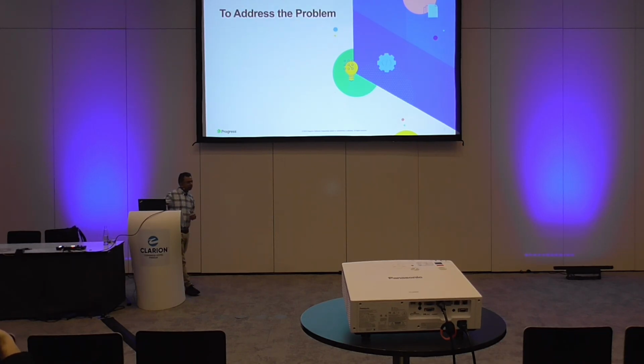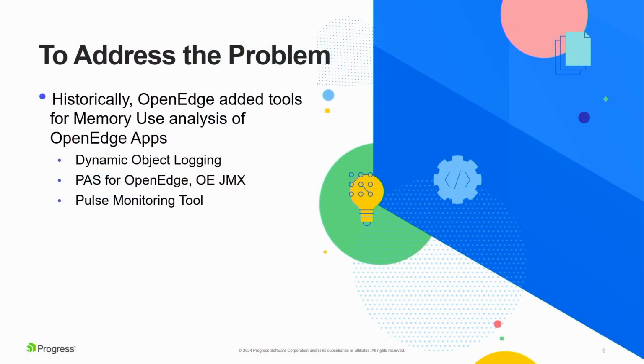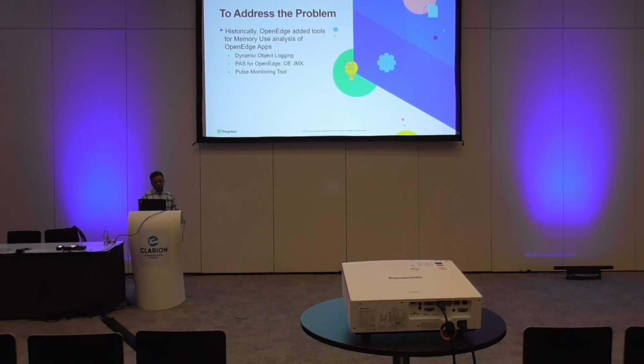And it is not that we have not addressed this problem in the past. In the past, we have provided dynamic object logging. That gives you some information about how many dynamic objects you are creating in the system, when they were created, and when they were deleted. We have the PASOE monitoring, JMX, which gives you information about how much memory is currently being consumed by the PASOE server.